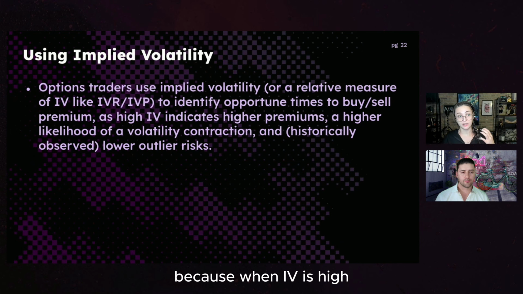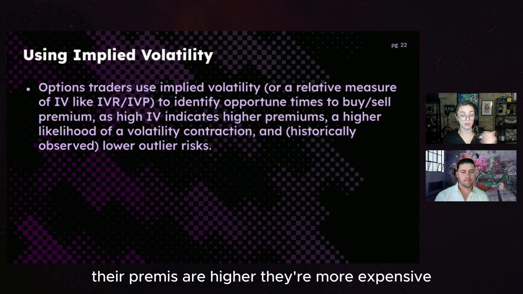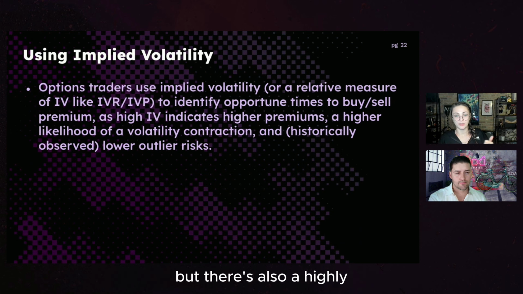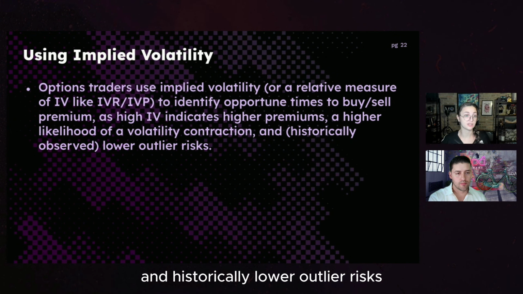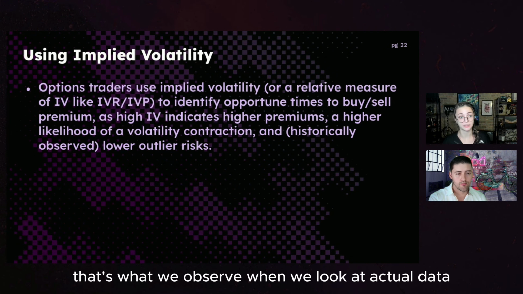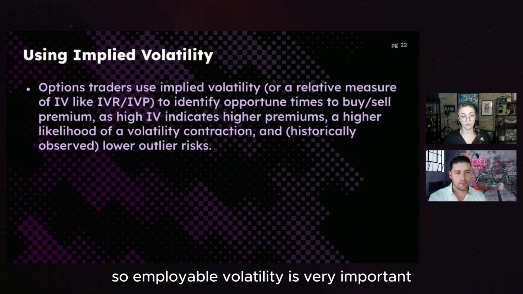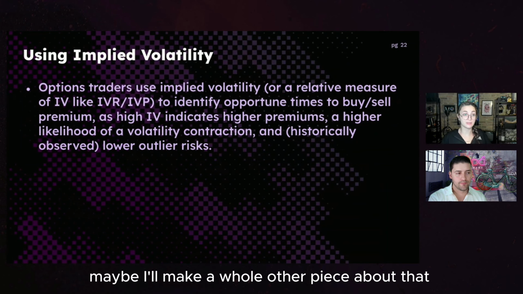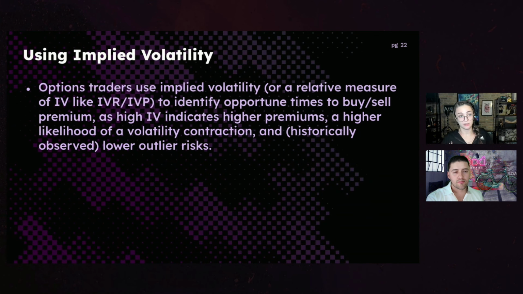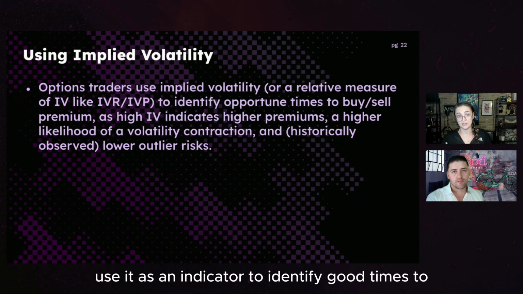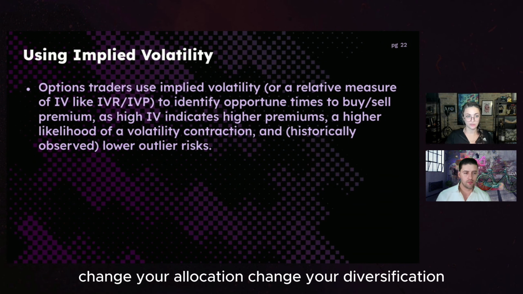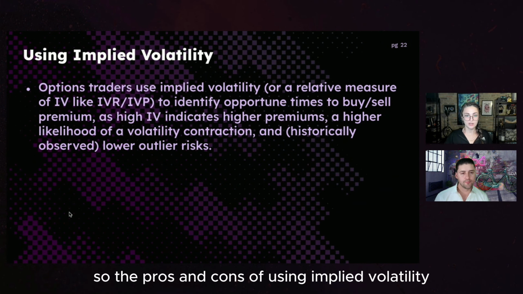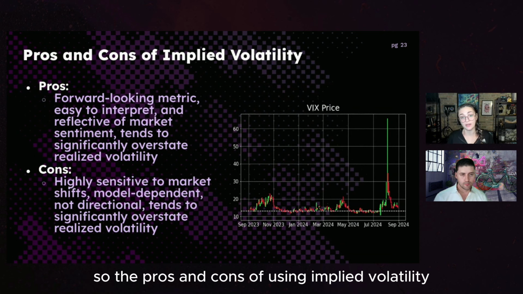premium, because when IV is high, premiums are higher, they're more expensive. But there's also a higher likelihood of a volatility contraction and historically lower outlier risks. At least that's what we observe when we look at actual data. So implied volatility is very important for options trading. Maybe I'll make a whole other piece about that. But really, we use it a lot of the time. Options traders use it as an indicator to identify good times to sell premium, change your allocation, change your diversification, other aspects like that. So the pros and cons of using implied volatility.